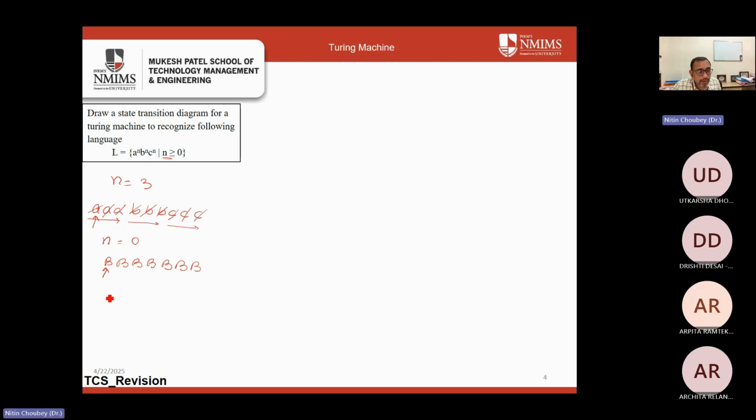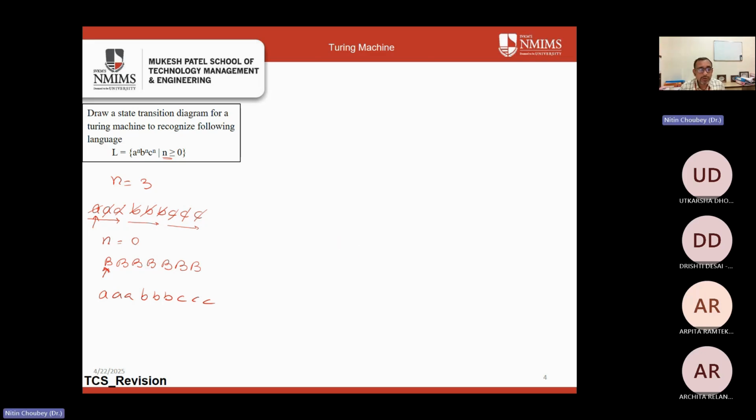How are we going to handle that? If the first symbol is B itself, simply go to the final state, indicating that your n is equal to 0 and the string should be accepted. You do not have any other symbol than B on your tape.